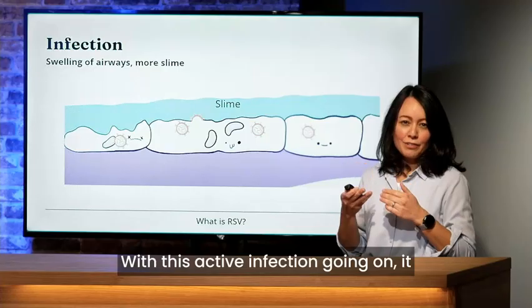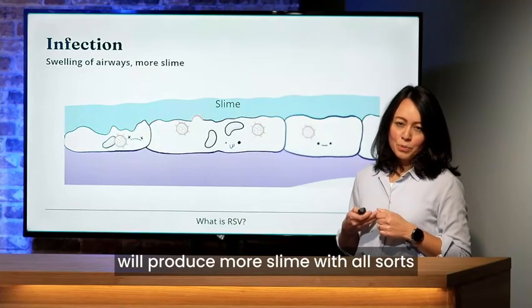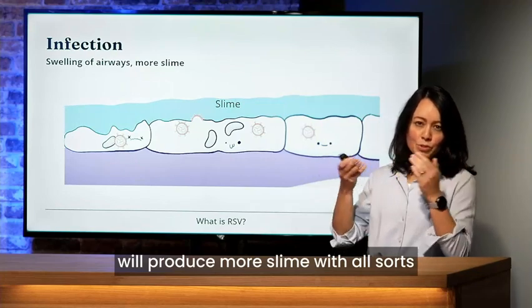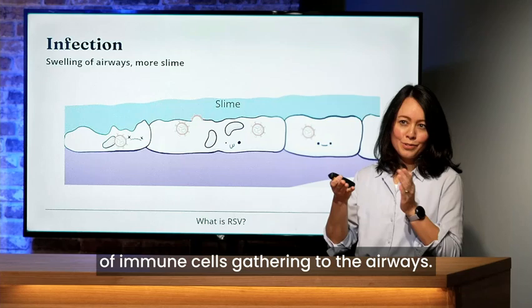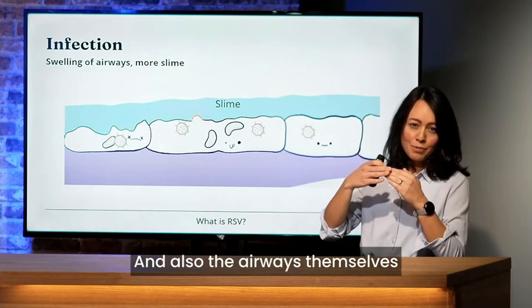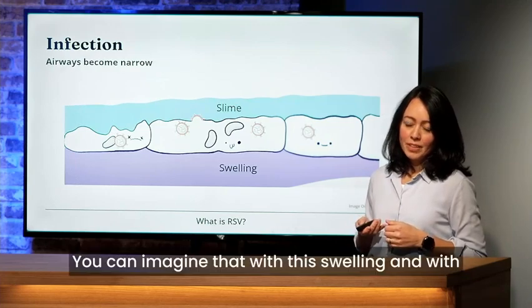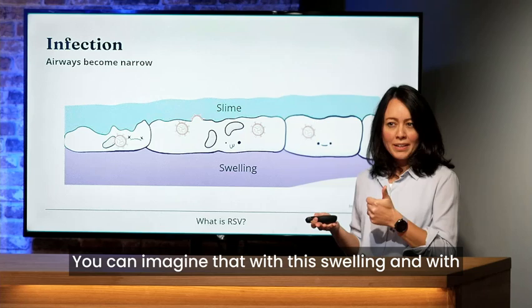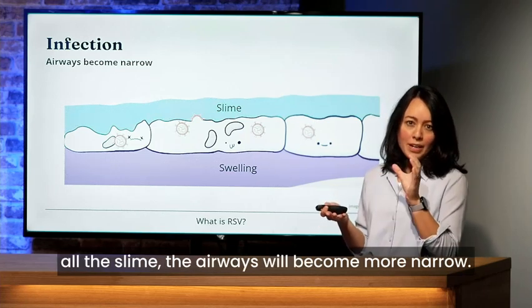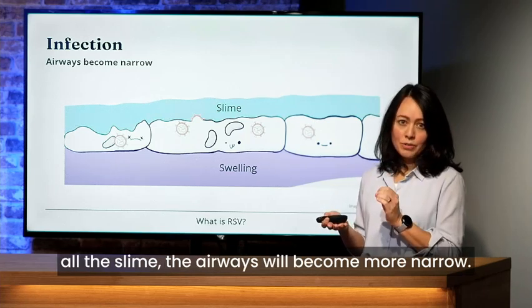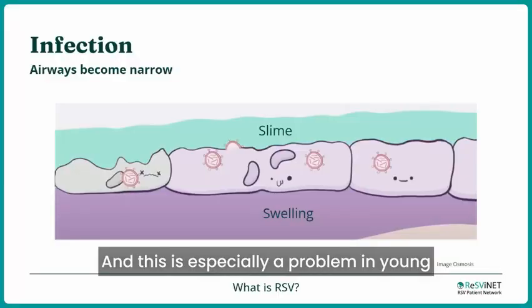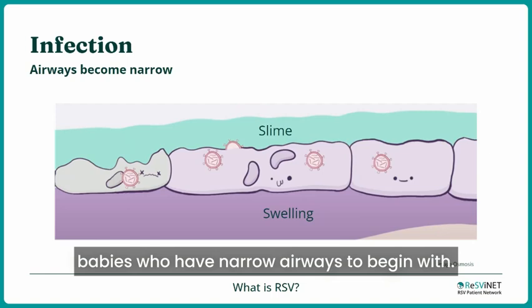With this active infection going on, it will produce more slime with all sorts of immune cells gathering to the airways. And also the airways themselves will become more swollen. You can imagine that with this swelling and with all the slime, the airways will become more narrow. And this is especially a problem in young babies who have narrow airways to begin with.